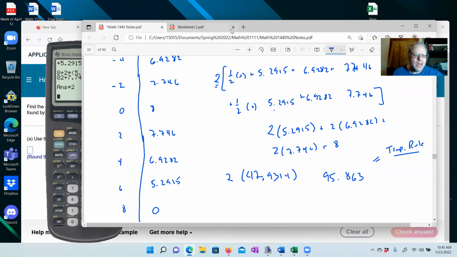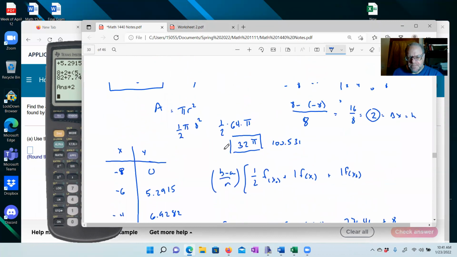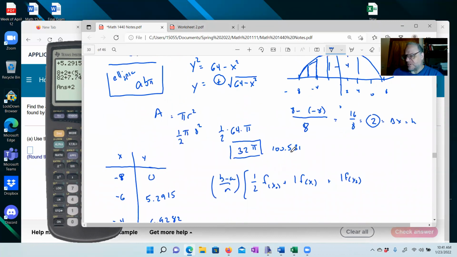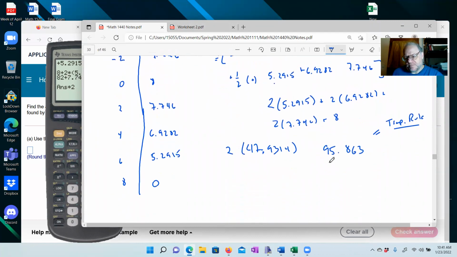Okay, so there we go. That is approximating 100.531. So again, the real answer is 100.531. This is actual. This would be experimental.